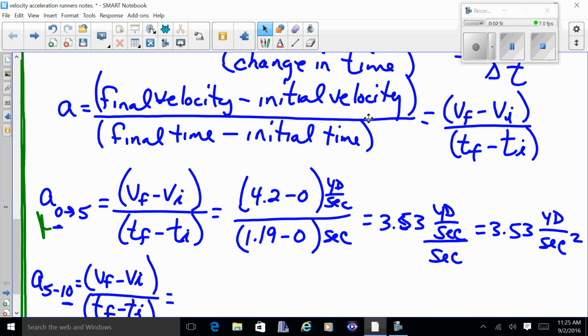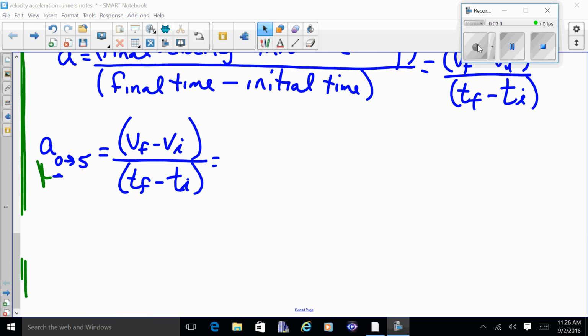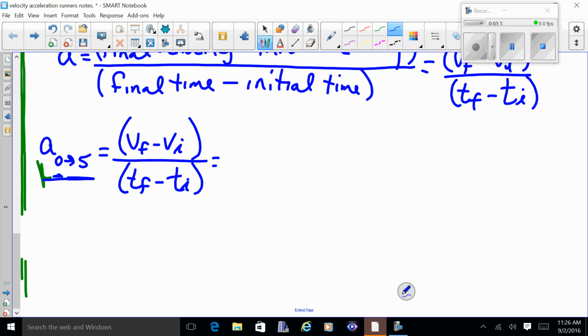All right, so the first one here is the acceleration between the 0 and the 5. So that's where I'll put the A from the 0 up to the 5. That's where I got this right here. And the formula for acceleration is final velocity minus initial velocity divided by final time minus initial time. Well, let's show you where I got this. The final velocity is going to be the velocity at the 5-yard line. See that little 5 right there?